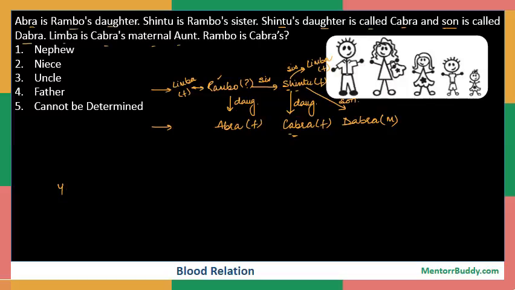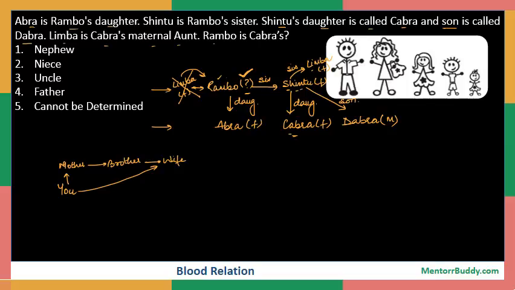Because if this is you, your mother, her brother, and his wife will also be a maternal aunt for you. But then please understand, this is okay, but we do not know the gender for Rambo, and thus we do not know whether Rambo is a male or a female. And if we do not know the gender for Rambo, I cannot say that Limba is a wife for Rambo. And thus putting Limba here is not possible. So therefore Limba becomes sister of Shintu.